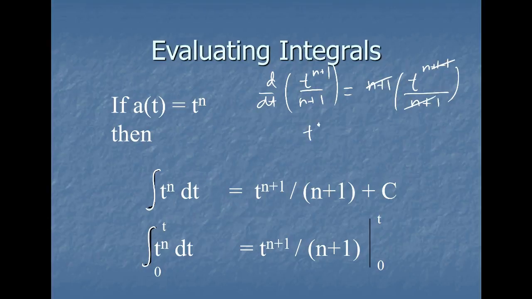And we're going to get back to what we started with, which is t to the n. Okay, so the derivative and the integral are inverse operations. And then the other thing is the so-called definite integral, which is when we evaluate t to the n from 0 to t. Okay?